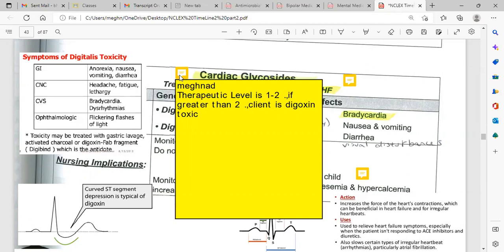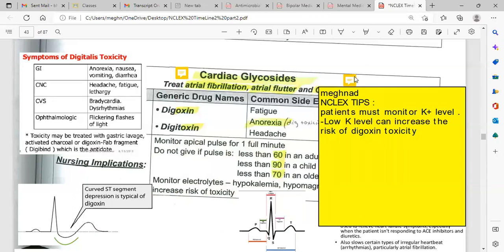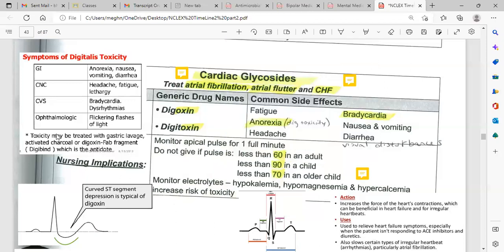And the signs of digoxin toxicity, I'm recapping because it is super important for our NCLEX board. The client will see yellow spots or vomiting and abdominal pain, and a warning sign of toxicity in infants and children is bradycardia. The patient's potassium level must be monitored, because a low potassium level can increase the risk of digoxin toxicity. If the patient is toxic, give activated charcoal or digoxin immune Fab, or DigiFab.